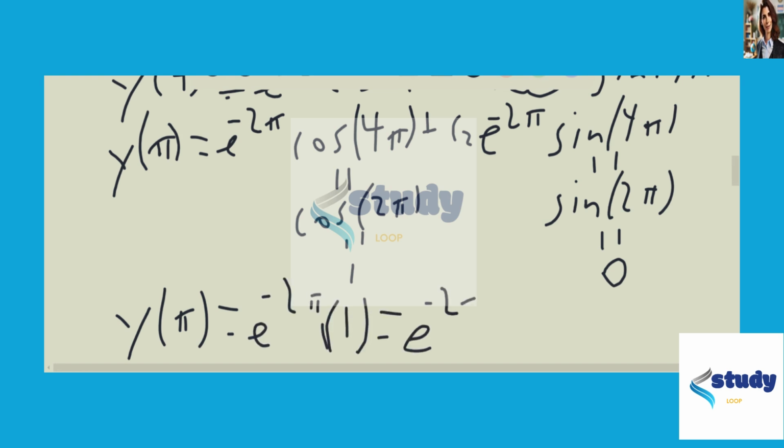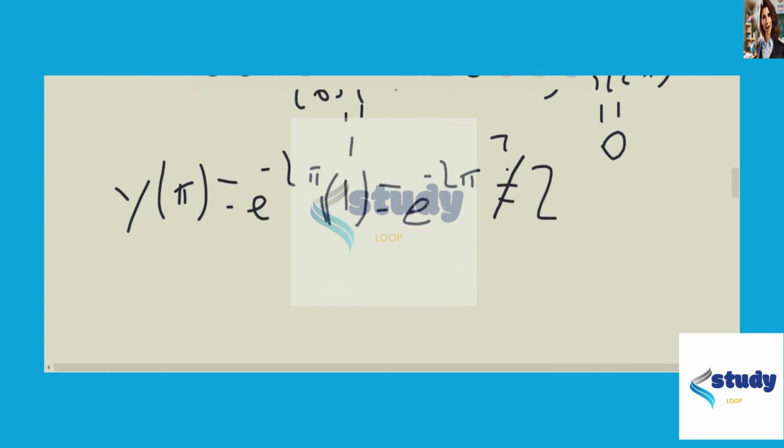But our condition is that y of pi is equal to 2, and e to the negative 2 pi is not equal to 2. This means that we do not have any solutions which satisfy the equation and our boundary conditions. So that means we have no solutions.